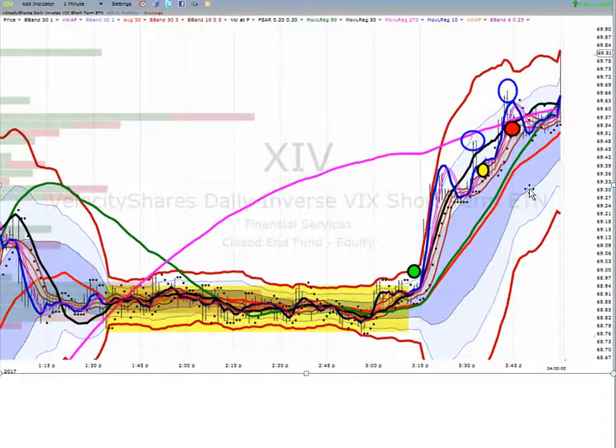Then as we're running out of daylight here and you get another pair of these dragon horns, that's when you get two spiky moves north of the Z2 and it rolls over, then go ahead and take this exit. Happy to get it at 69.54. So almost another 1.5 R just in this afternoon move after this sideways quiet channel. XIV was very good to us today.